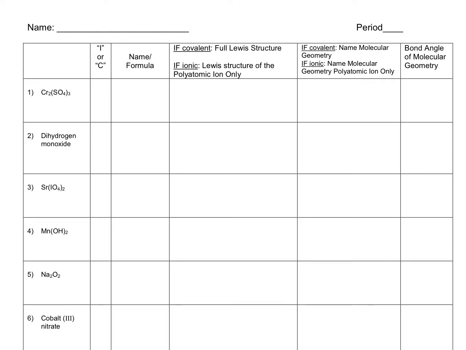Today we're going to do a review that encompasses both ionic and covalent compounds, naming and formula writing, Lewis structures, molecular geometry, and bond angles. For each one of these compounds, the first step is to identify: is it ionic or covalent? We're not going to use the electronegativity rule here. We're just going to focus on if it starts with a metal, assume it's ionic. So for this first one, it starts with a metal, so let's assume it's ionic, and we'll put an I.